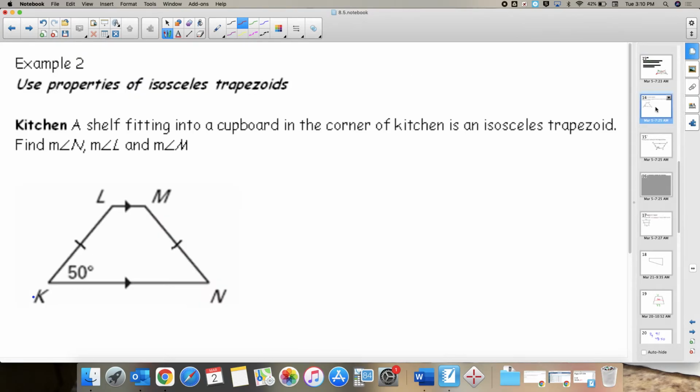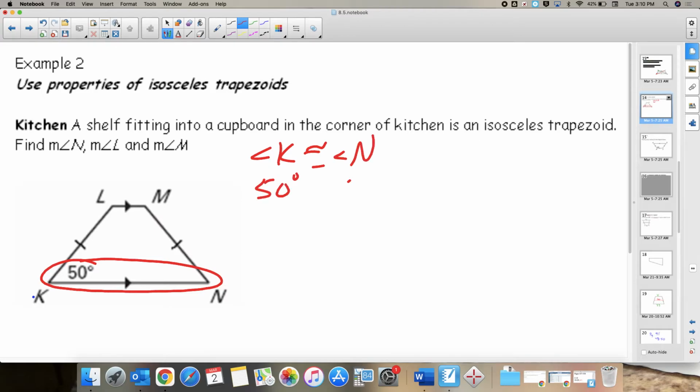All right, take a look at example 2. So the shelf fitting into a cupboard in the corner of a kitchen is an isosceles trapezoid. Find the measurements of angles N, L, and M. Now, if it's an isosceles trapezoid, the base angles must be congruent. So angle K will have to be congruent to angle N. So since angle K is 50 degrees, angle N is 50 degrees.